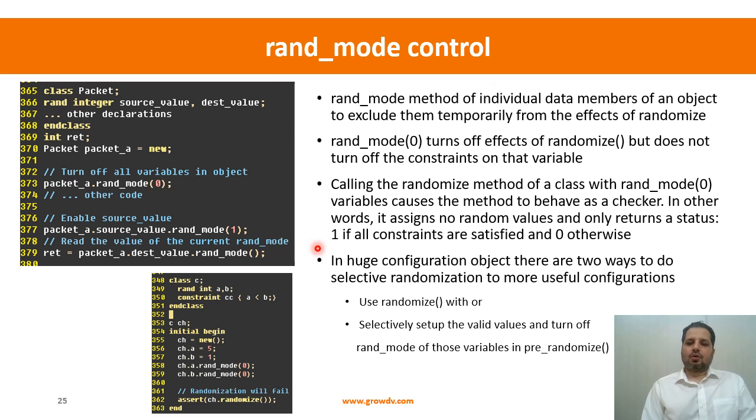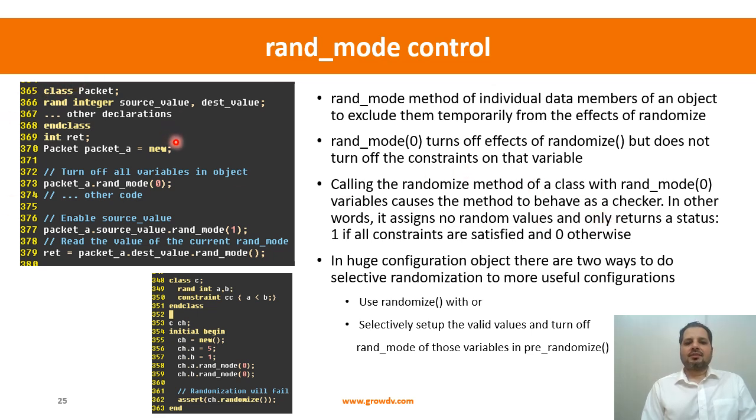That is, you could take a particular variable, assign some legal value, turn off the rand_mode to 0, and call randomize. Now the constraint will act as a checker and see whether the value you have assigned satisfies the constraint that has been specified. The randomize method will check if it's a legal value as per the constraint; it will return 1, otherwise it will return 0. So this is how rand_mode behaves.